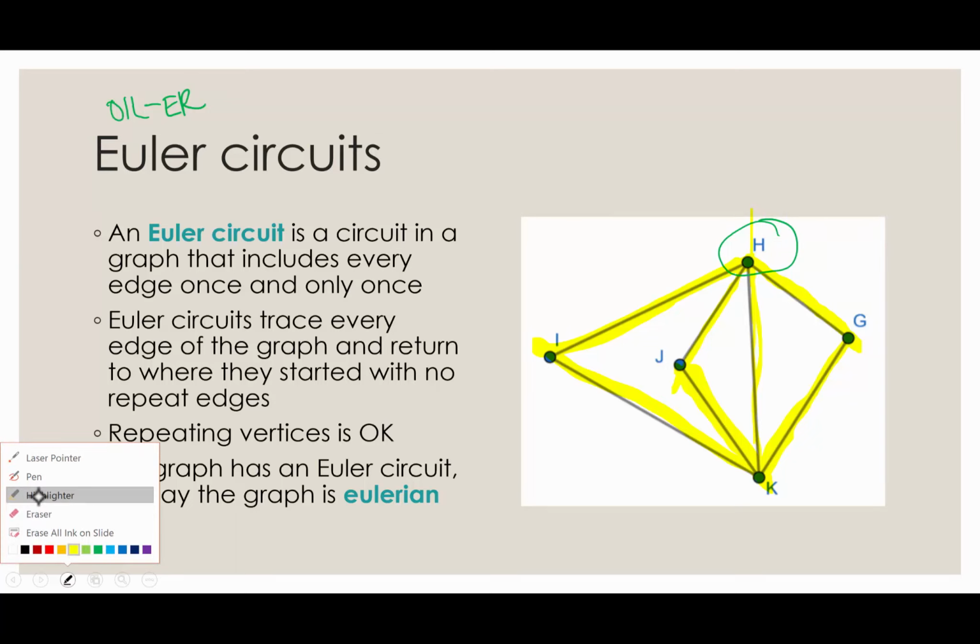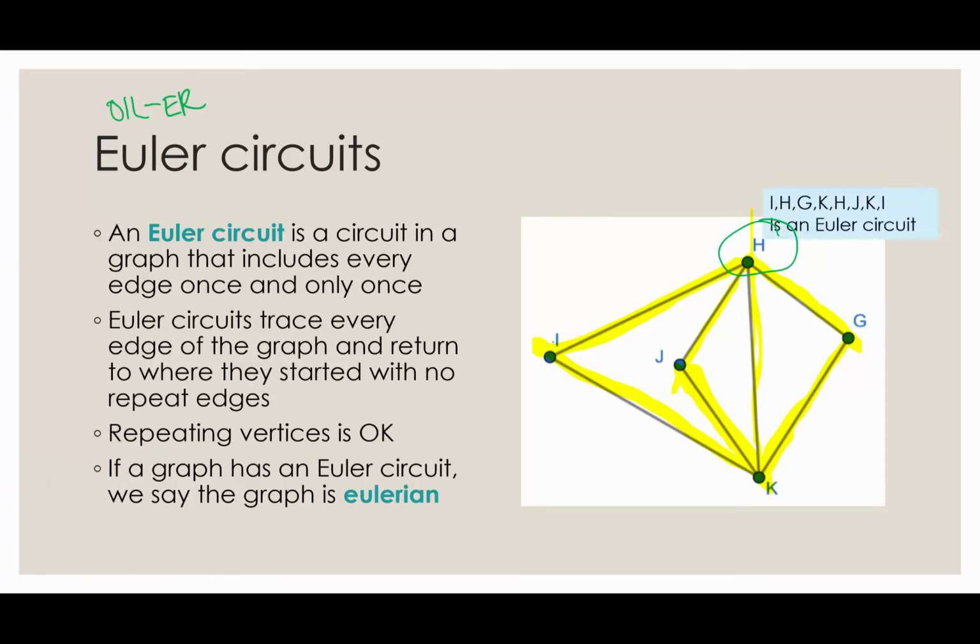So let me get us a pen. I, H, G, K, H. This is the same one I did before, J, K, I. So an Euler circuit is a description of a list of vertices. You'll notice I never went over the same edge more than once. And when a graph has an Euler circuit, we say it is Eulerian.